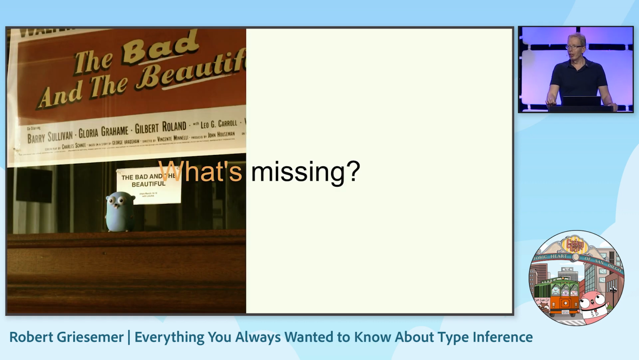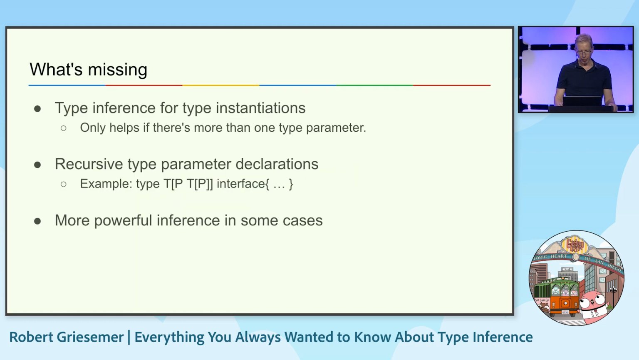Okay, so we've come to the end, and so at this point the question is, what is missing? And I think the most glaring feature that I haven't talked about at all is type inference for type instantiations. And in fact, Go doesn't allow this currently. This is only a problem if you have more than one type parameter for a generic type, because we have to write at least one type parameter down, because it's not a function call, we don't have any other arguments to go from for inference. And so this is a relatively rare situation.